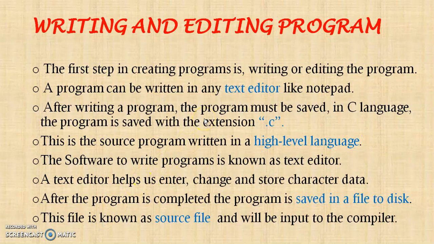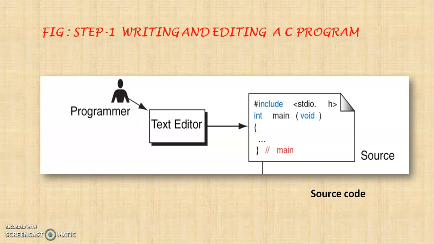Generally we can write a program in any text editor like Notepad. After writing the program, we have to save the program with a .c extension. So this program is known as a source program and it is written in high level language. And the software used to write this program is known as a text editor. After the program is written, that particular program is saved into a file in the disk of the system. So this file is known as a source file and it will be an input to the compiler.